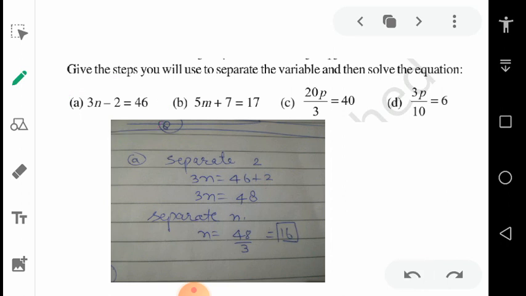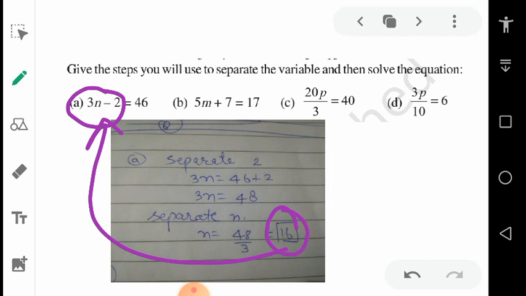Again, if you want to cross check it, try to put the value of n, which is 16, in the question. So if we put 16 for n, we have 16 times 3 is 48, and the left hand side becomes 48 minus 2, which is 46, equal to the RHS. So our answer is right, 100% right. After solving linear equations you must learn how to check the answer, that is called cross checking.